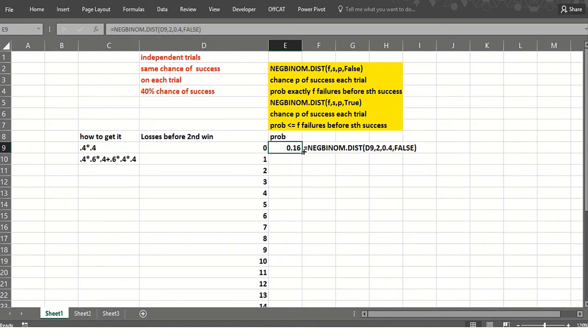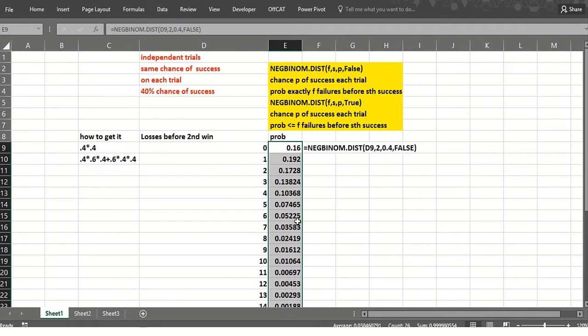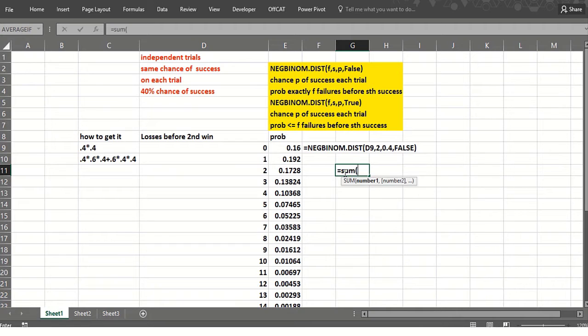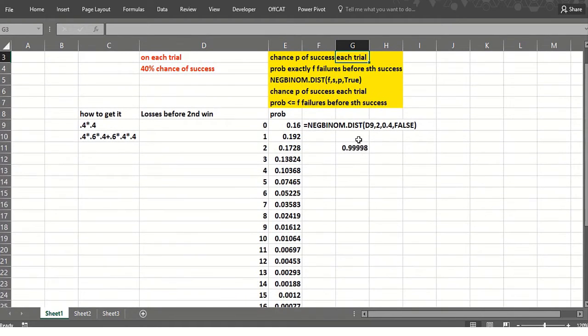Okay, just copy this down, and it's probably very unlikely they'd have 25 losses before their second win. They're not that bad. So these probabilities should add up to 1 approximately. 0.9998.